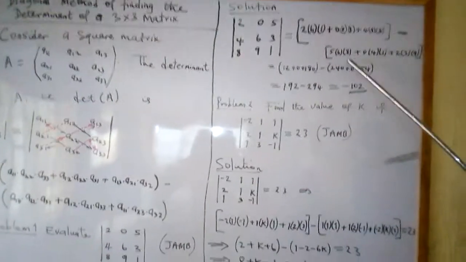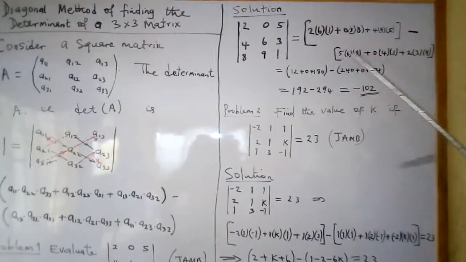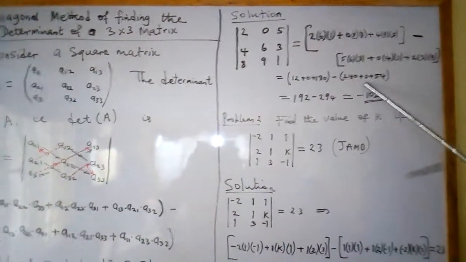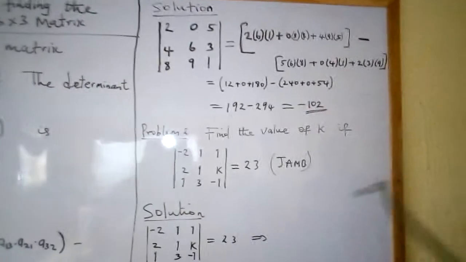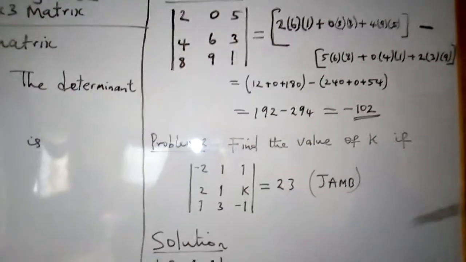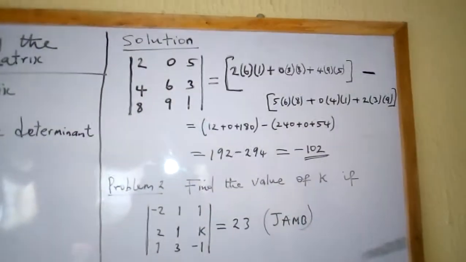And then here, this is 5 times 6, 30, times 8, 240. Look at it. Here is 0. Look at it. 9 times 6 times 9, 54. So 192 minus 294 will give us minus 102.